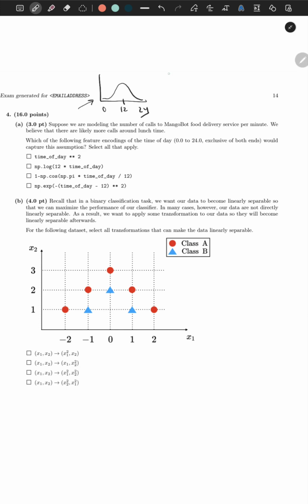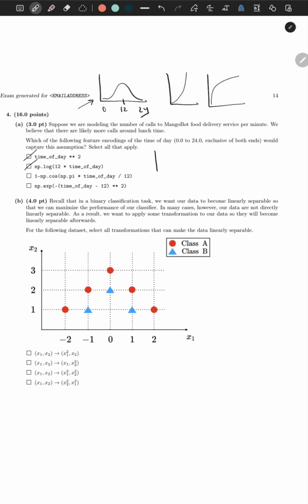So for the first one, time of day squared, it would look something like this, where the greater the time of day, because we're squaring it, the greater the number of calls. But this isn't true because we said that we want more calls around 12, and at the other times, especially 0 and 24, the amount of calls should be lower. So time of day squared would be incorrect. Then for the next one, the log of 12 times time of day, this looks something like this, which also doesn't match what we want in our graph, so this is incorrect.